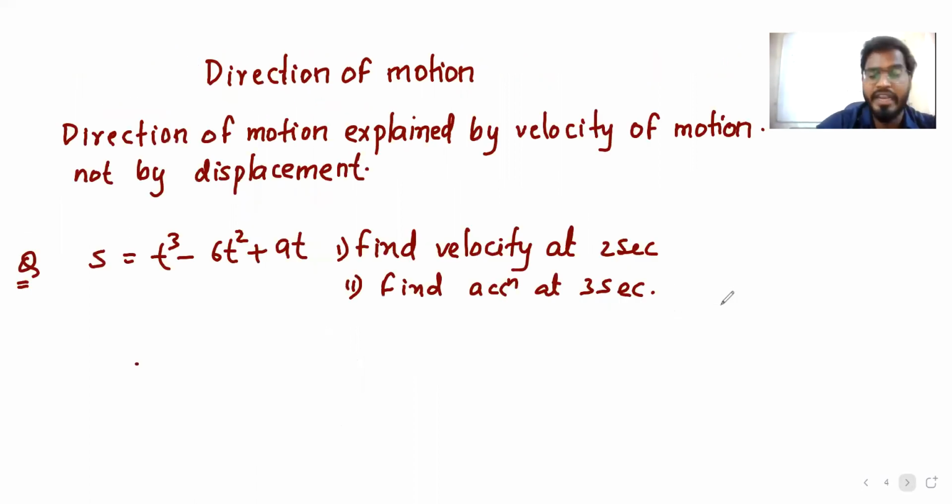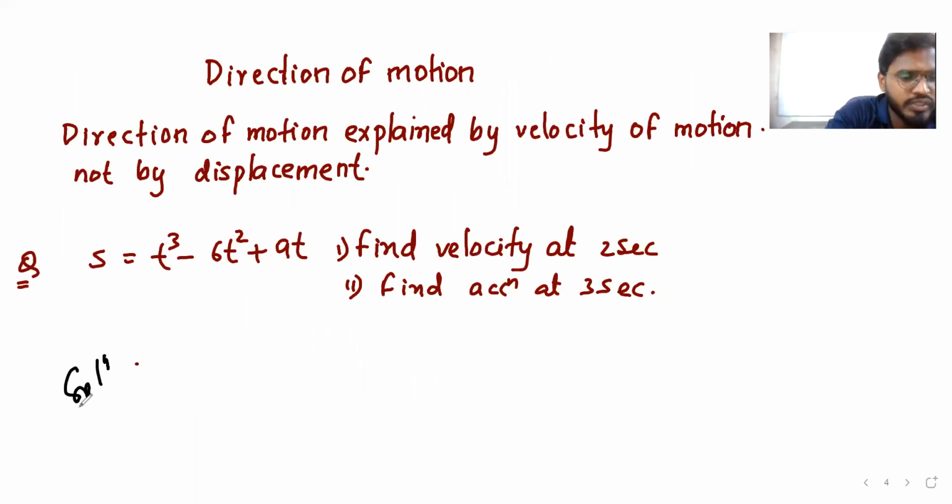Next, if you will see direction of motion. Direction of motion is explained by velocity, right? Not by displacement. Displacement will not give you the direction of motion. It is only explained by velocity. We'll see those questions also.